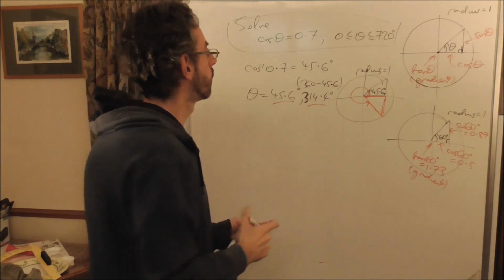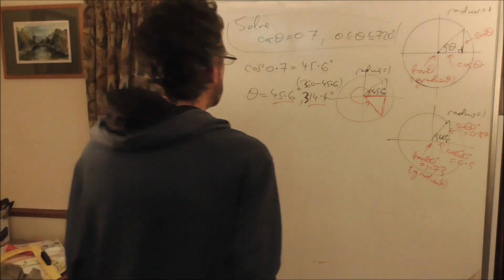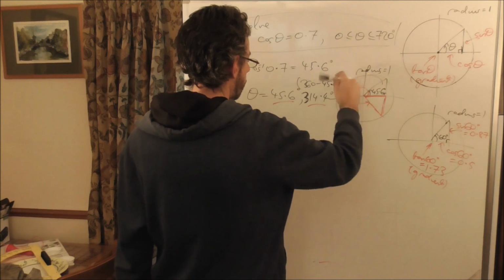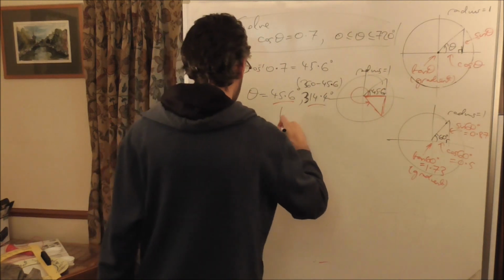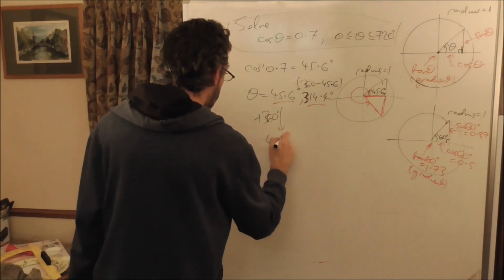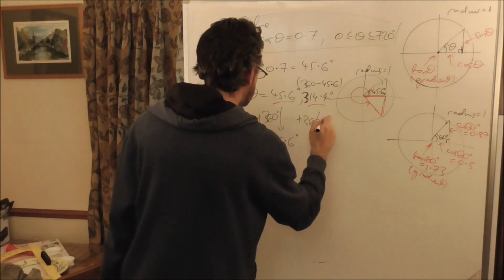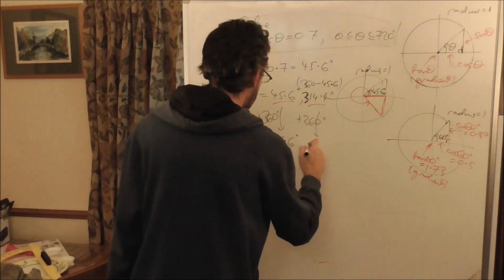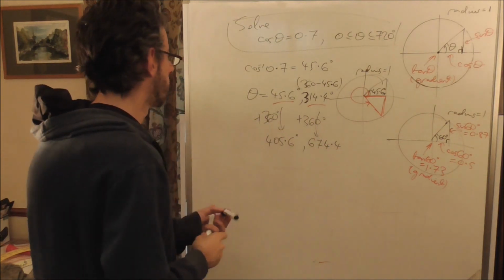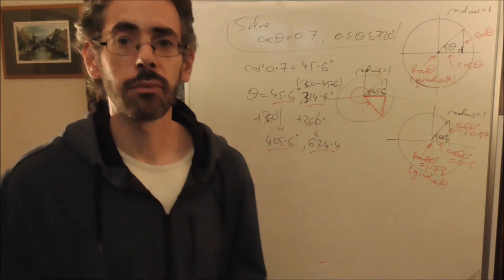Can we go round again? Well, we can, because the range goes all the way up to 720. 45.6 was the first solution. You could just do a 360 turn and you get back to that line. So you can add 360 to this solution to get the next one, which is 405.6. And you could add 360 to that one as well, and you get 674.4. You couldn't go round again because the range only goes up to 720. So these are the four solutions.